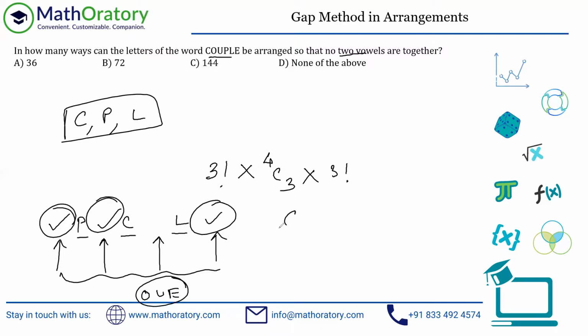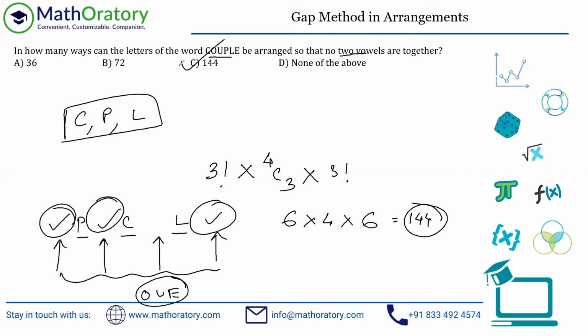So 3 factorial is 6. 4C3 is as good as 4C1, which is 4. And 3 factorial is again 6. So 6 into 6, that is 36, cross 4 is 144 ways. So that is the number of arrangements that you have. So pretty straightforward question out here.